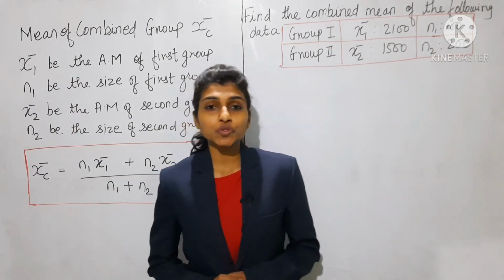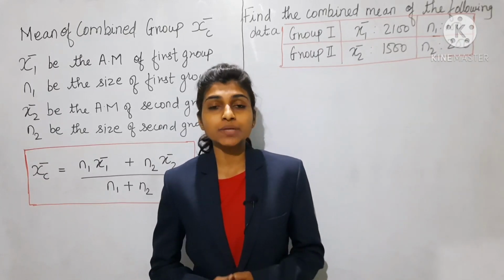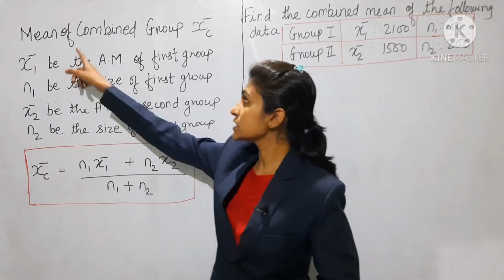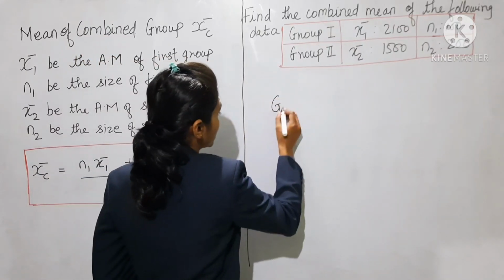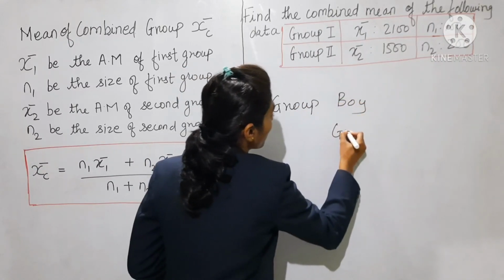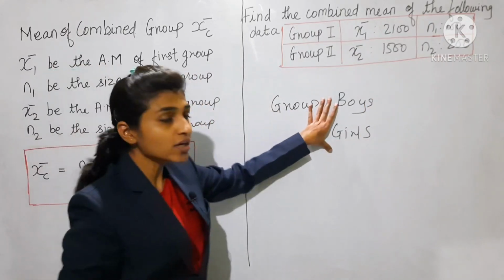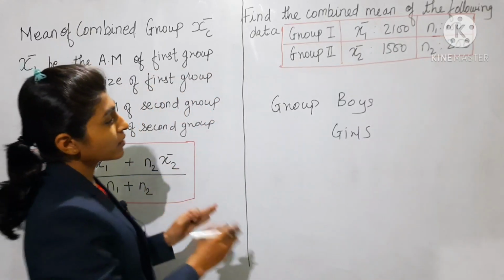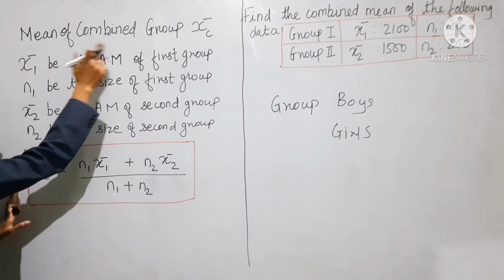Okay, so we'll move to the mean of combined group. Many a times if we want to find the mean of two different groups, we use this formula, that is the mean of combined group. Suppose a group of boys and a group of girls is there, and we have to find the mean of boys as well as girls. Then we can find the mean by using the formula of mean of combined group.